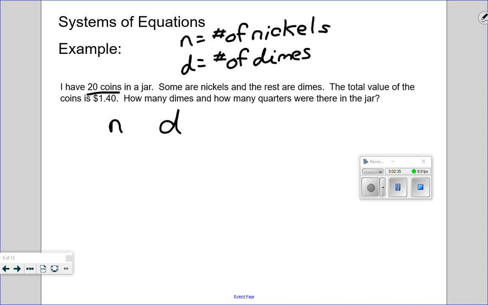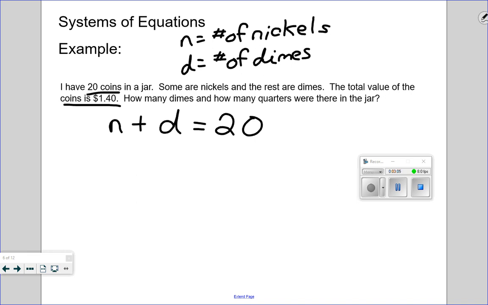So if I know I have a total of 20 coins, that means the number of nickels plus the number of dimes should be 20. I could have 10 of each, I could have 9 of one and 11 in another, something like that. But they have to add up to 20. The other piece of information I'm given is that they are worth $1.40. That means if I were to actually calculate how much money they're worth, it would be $1.40.